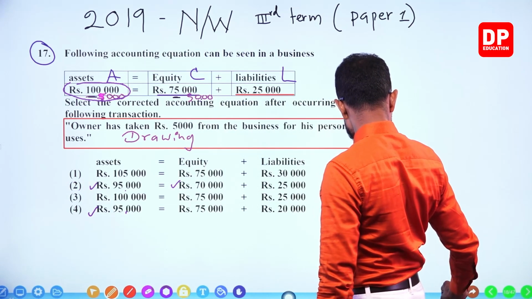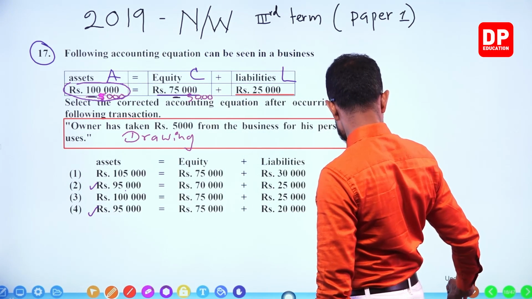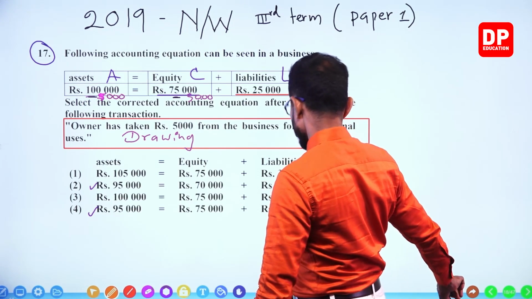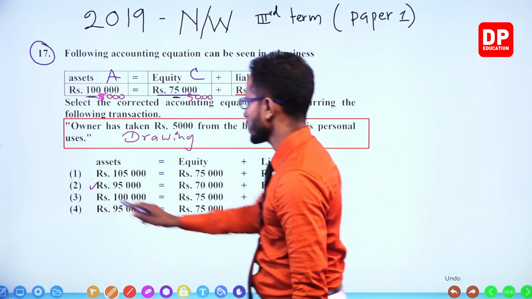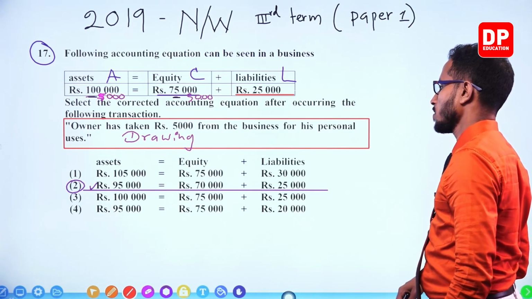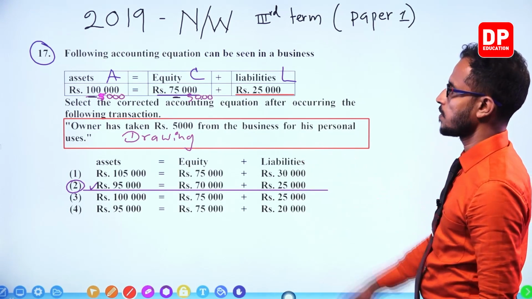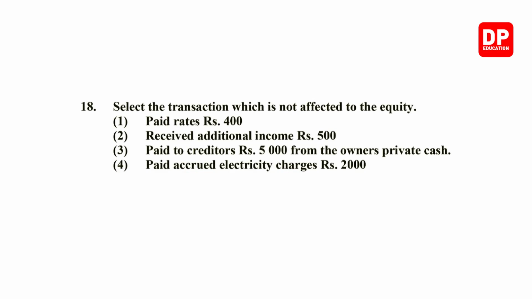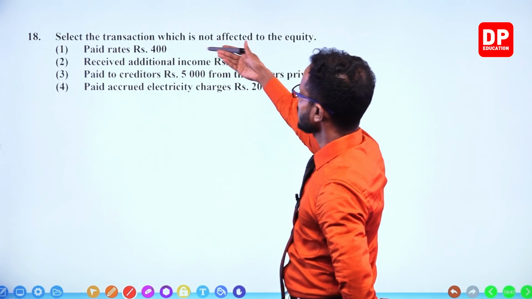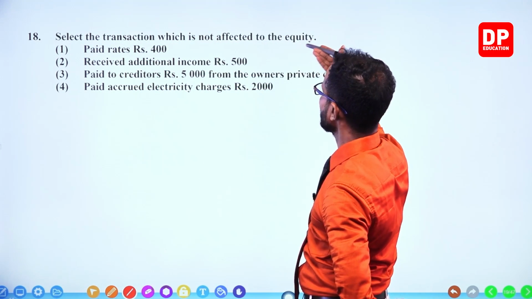Let me clear out. Okay. Right, the second one is the answer. Done. Next one. Select the transaction which does not affect equity.